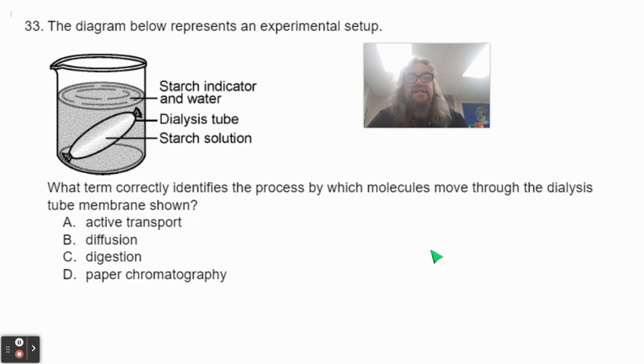All right, the last question on the test, number 33. The diagram below represents an experimental setup. You've got starch indicator in water. You've got a dialysis tube filled with starch solution. Which term correctly identifies the process by which molecules move through the dialysis tube membrane? Is it A, active transport, B, diffusion, C, digestion, or D, paper chromatography?